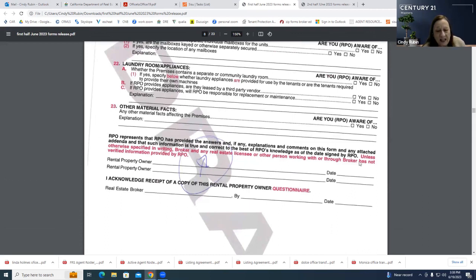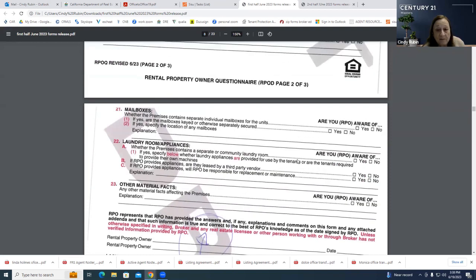Notice, and this is in quite a few of these documents, they always try to protect us. So the red part: unless otherwise specified in writing, broker and any real estate licensee or other persons working with or through broker has not verified this information. So we're not verifying it. We're not saying we're verifying it, but we just want the owner to tell us what the owner knows.